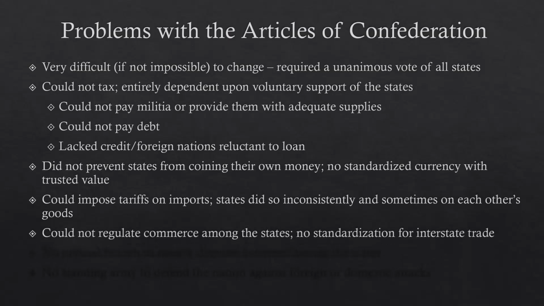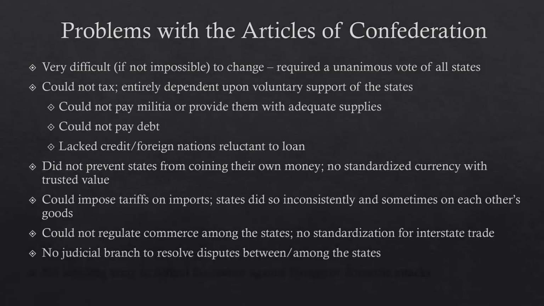The Confederation government could not regulate commerce among the states. So interstate commerce was not effective. It was occurring, but it was inconsistent and far less effective than it would be if there was some sort of standardization. There was no judicial branch, as I mentioned earlier. So any boundary disputes among the states had to be resolved in state courts. So that was a problem. There was no national system of courts to resolve interstate disputes.